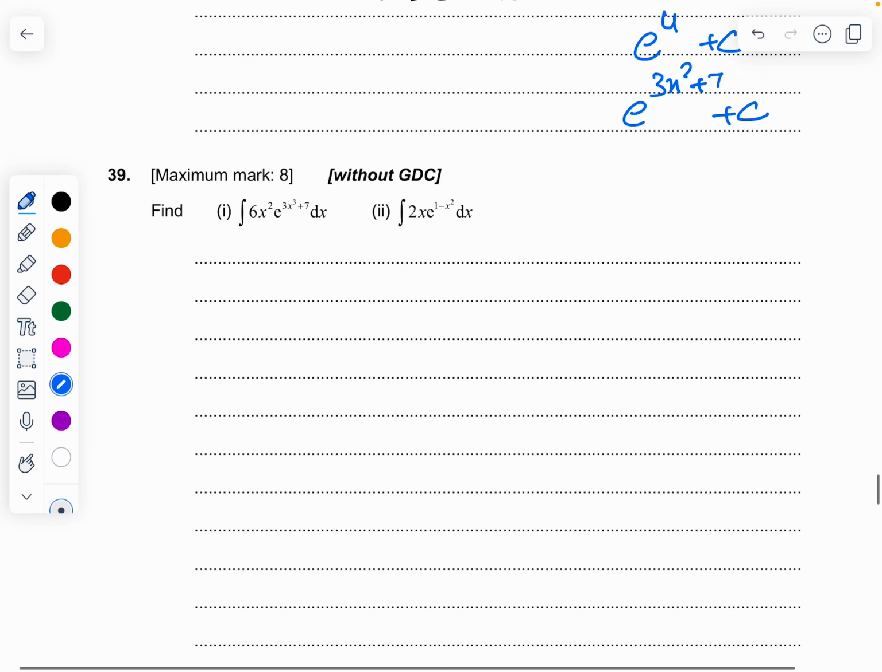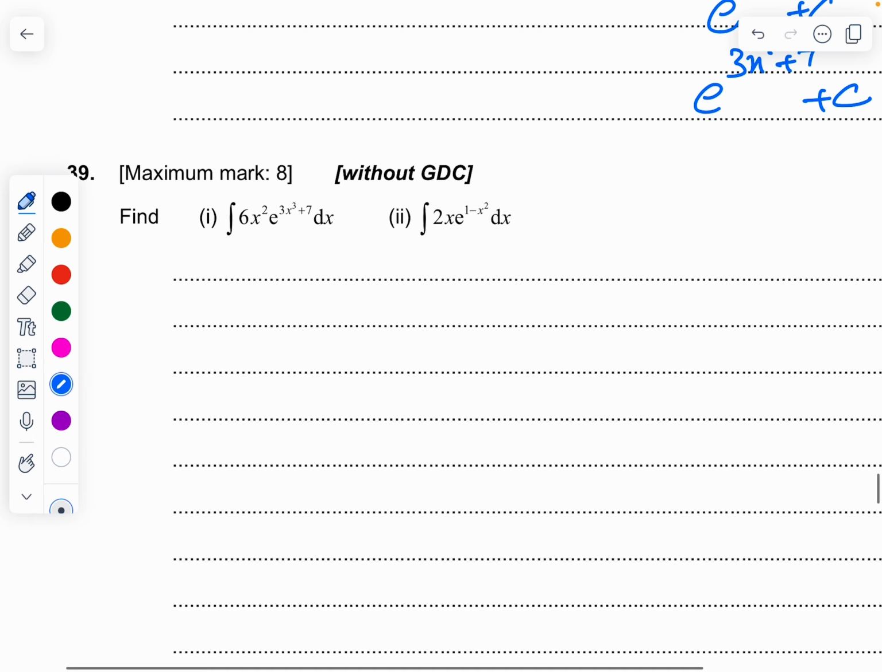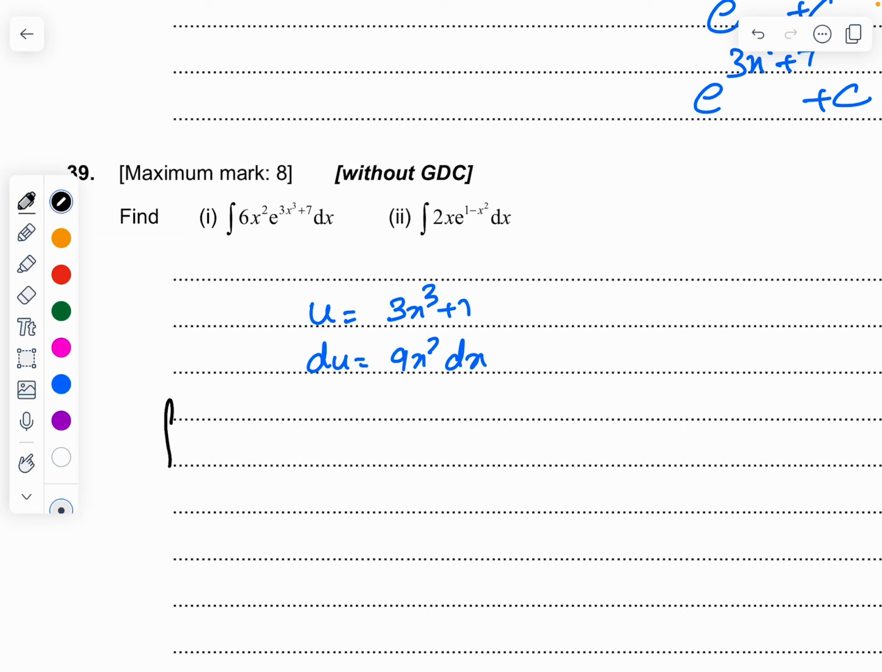So question number 39, integral of 6x square e power 3x cube plus 7. So what's going to be the substitution? u equals 3x cube plus 7. So du equals 9x square dx. But I don't have 9x square. So what am I going to do? I'm going to pull that 6 outside.